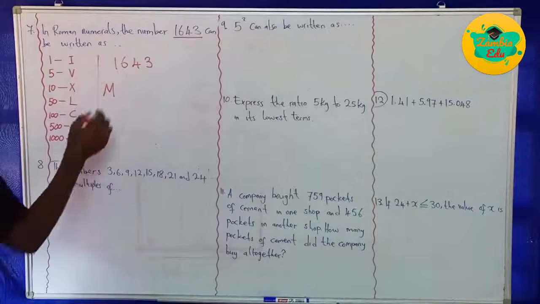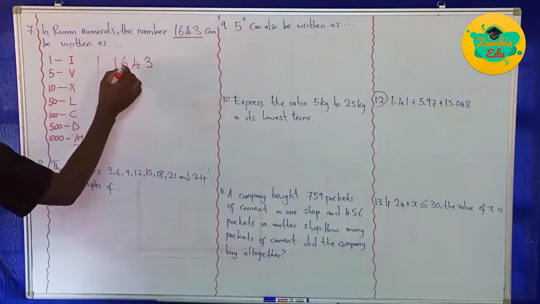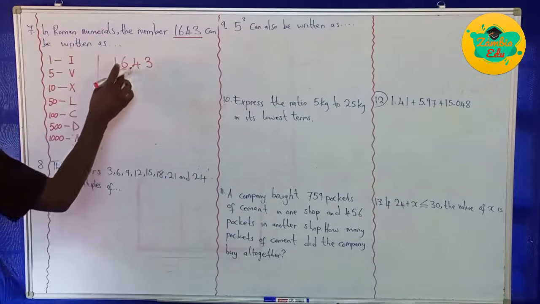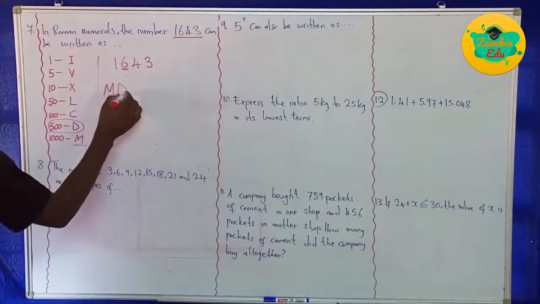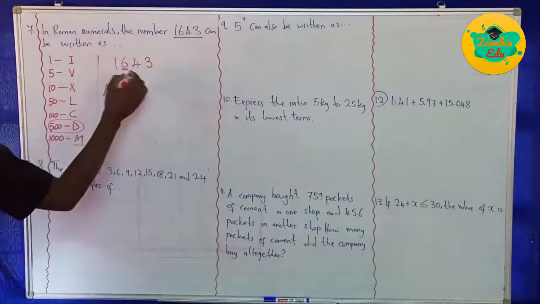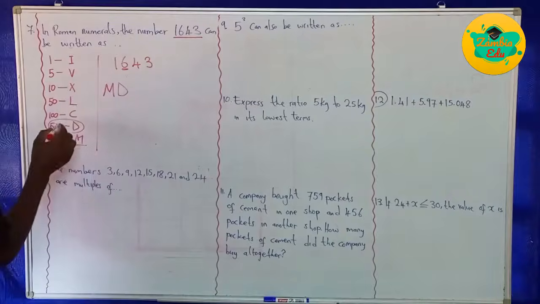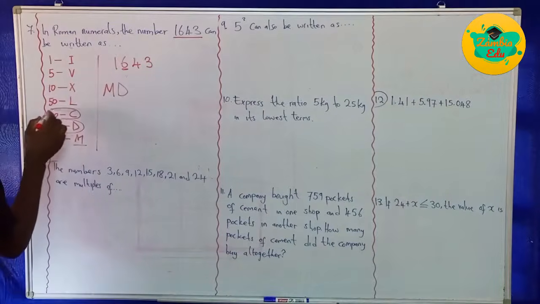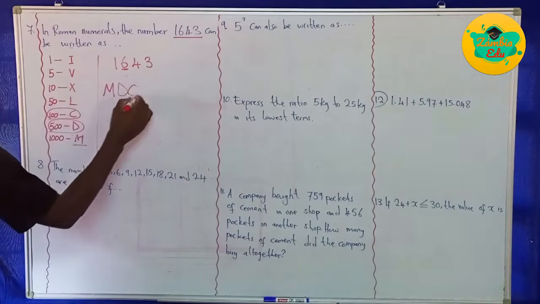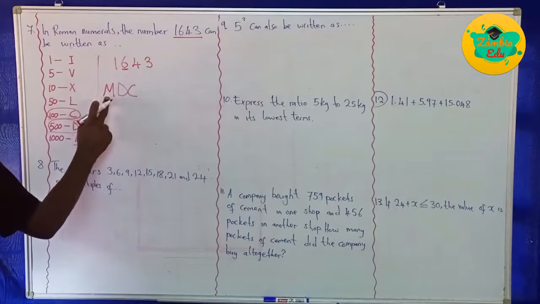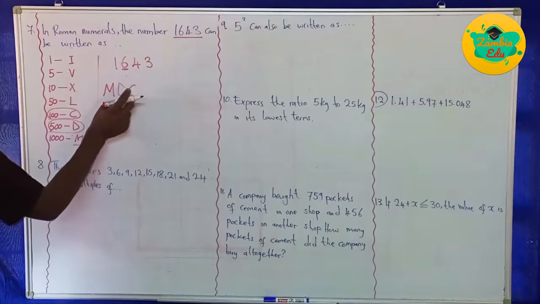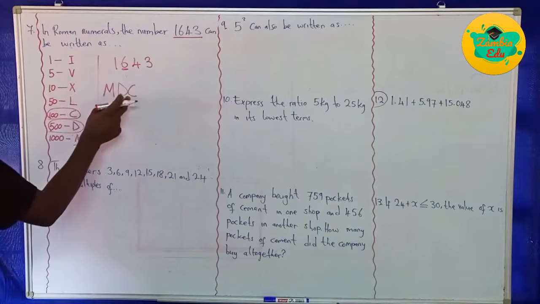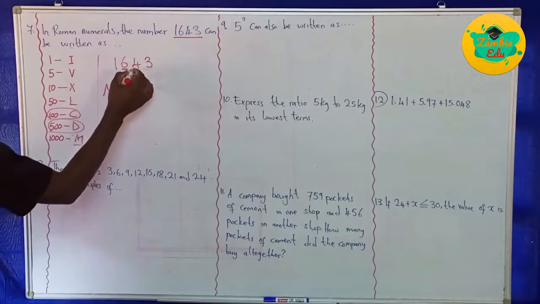1000. This is 600. How do we write 600? 600 is, we know we have a 500, which is our D. This is now 500. So we need to add 100 for it to be 600. So we write it like this. So M 1000 plus D 500 plus C 100, which has made 1600. Now we write the 43.